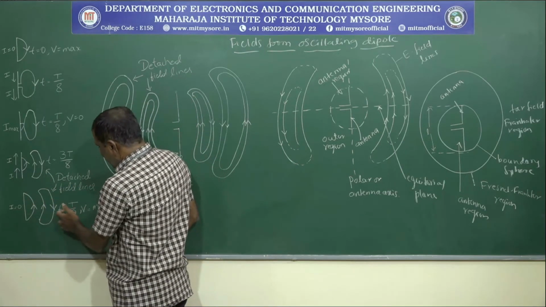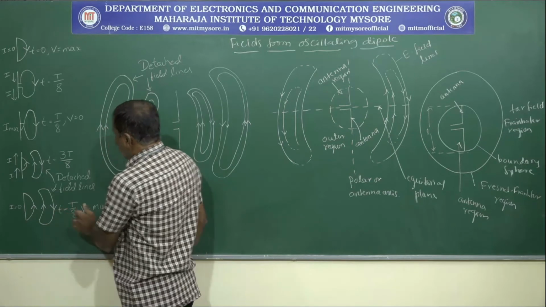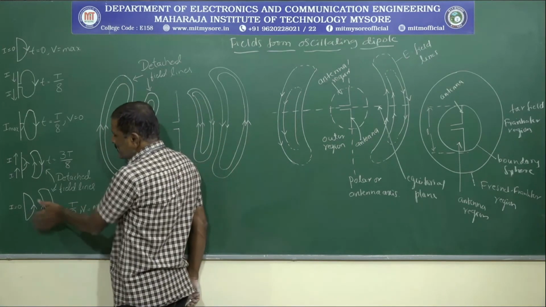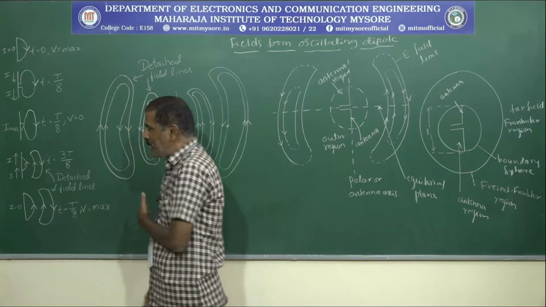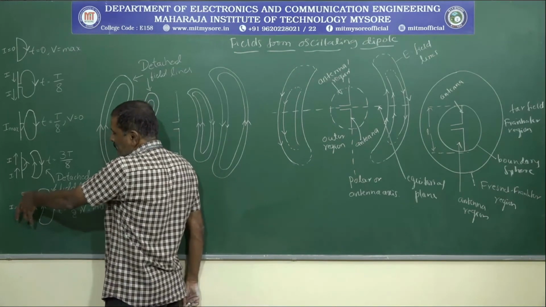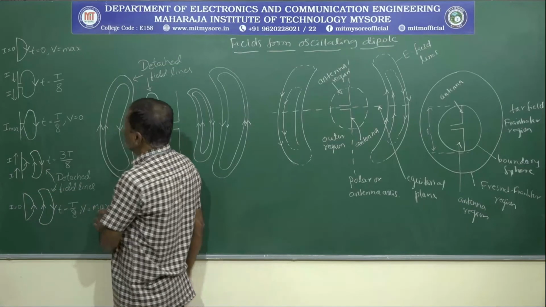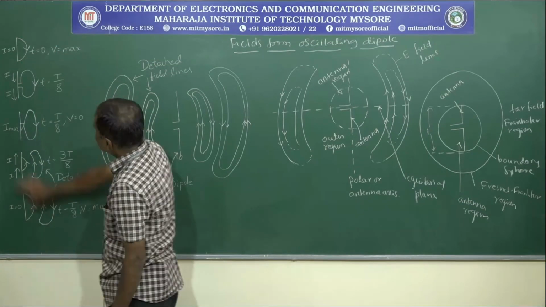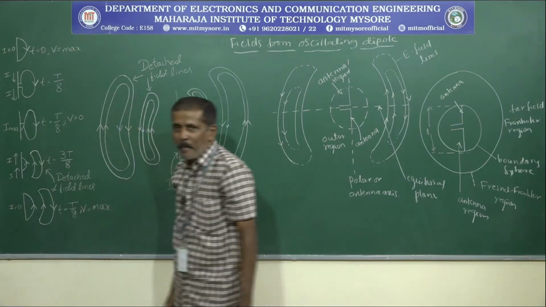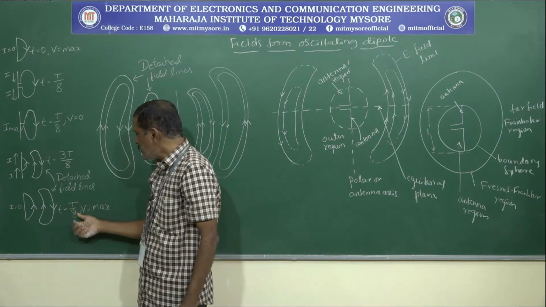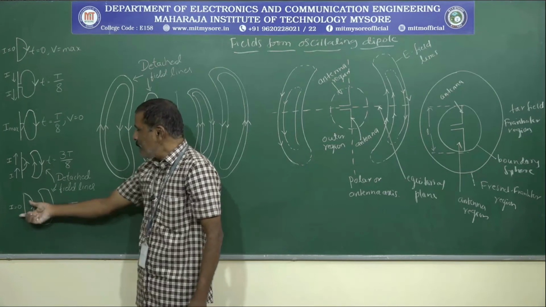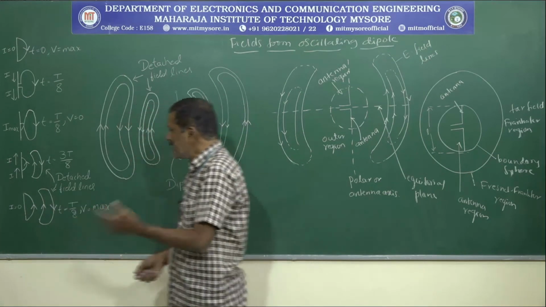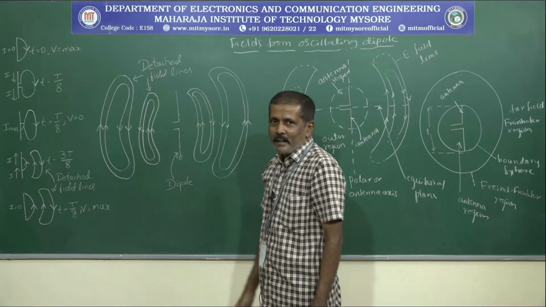Then at t equal to T by 8, v is equal to maximum. If you observe this, the first wave is completely detached from the antenna, and once again the second wave is coming, and this value is equal to maximum. So this one and this one, if you observe, both look to be the same. Therefore, at t equal to T by 8, we have a maximum voltage of the second wave, and the first wave is detached from the antenna.